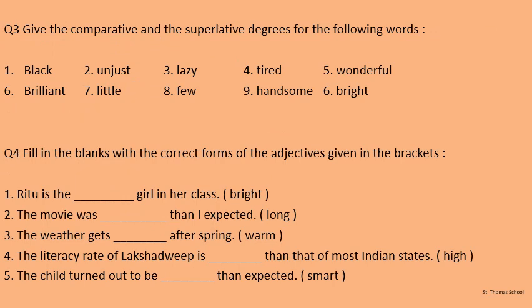Question number 3: Give the comparative and the superlative degrees for the following words. And question number 4: Fill in the blanks with the correct form of the adjectives given in the brackets. In this you have to read the sentence and accordingly use the adjective in its correct form, that is the positive, comparative or superlative form, whichever is appropriate, in the blanks.